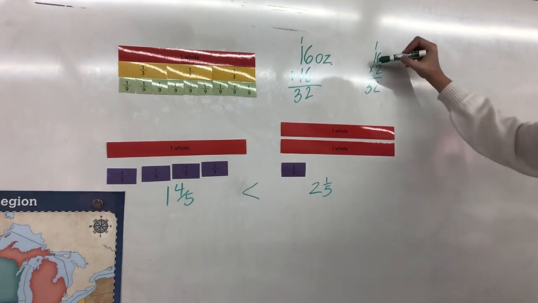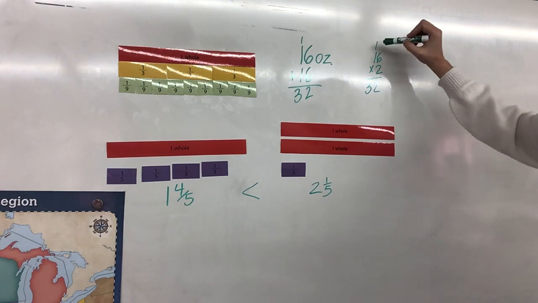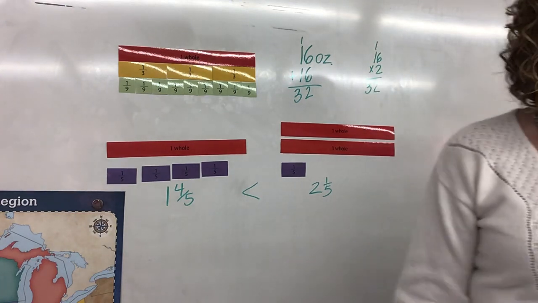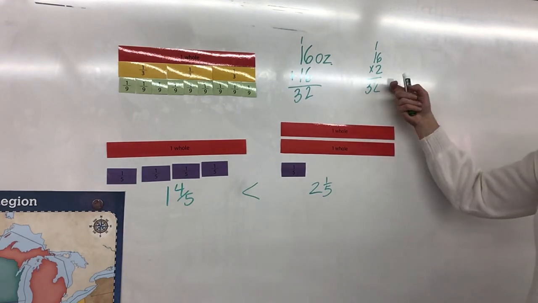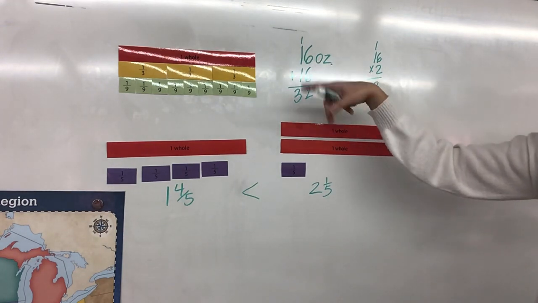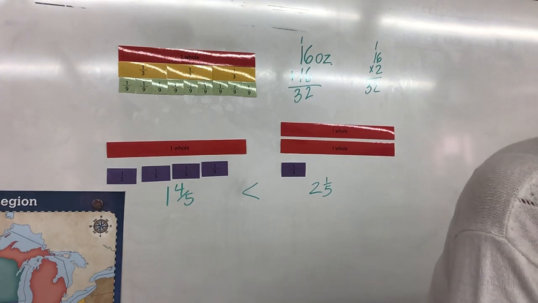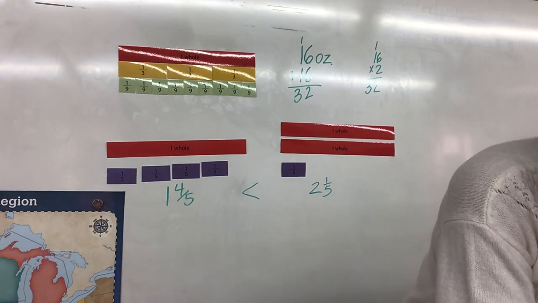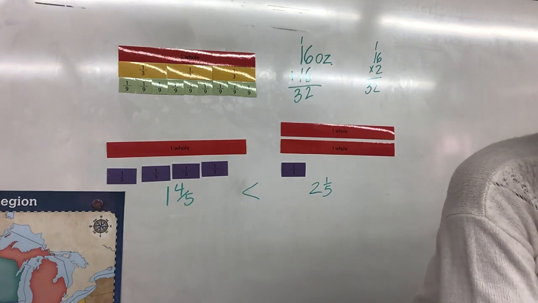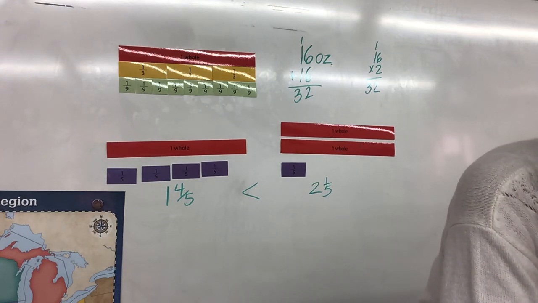Put the 2, rename the 1. 2 times 1 is 2. Add what you renamed, makes it 3. So either way, you're getting 32. If you don't remember how to do this, then just add it. Okay? So you have 36 ounces and you have 32 ounces above the 2 pounds. So 36 ounces is greater than 32 ounces.